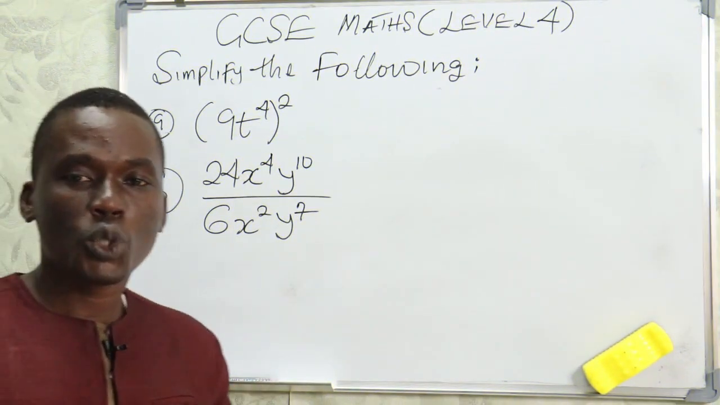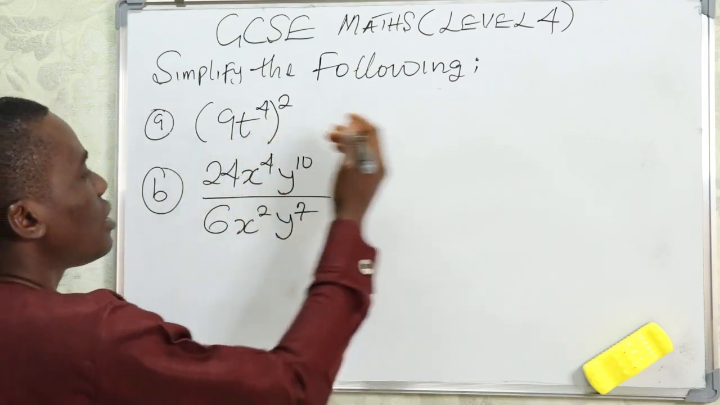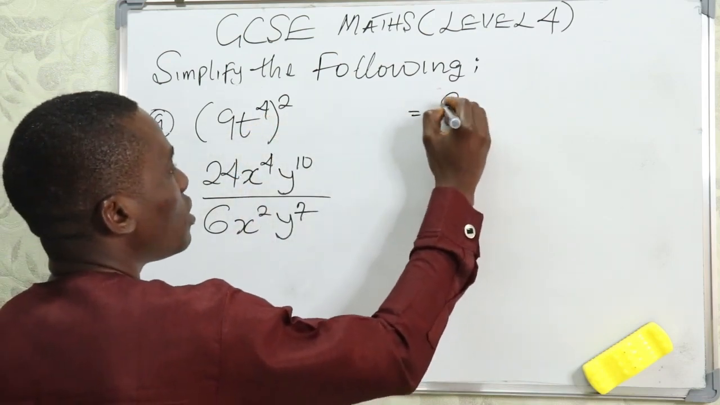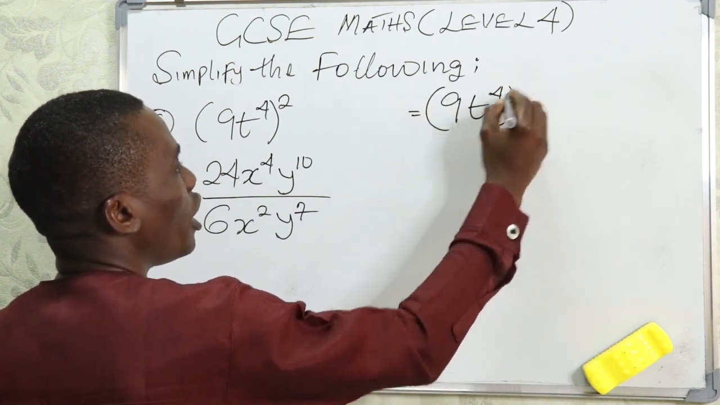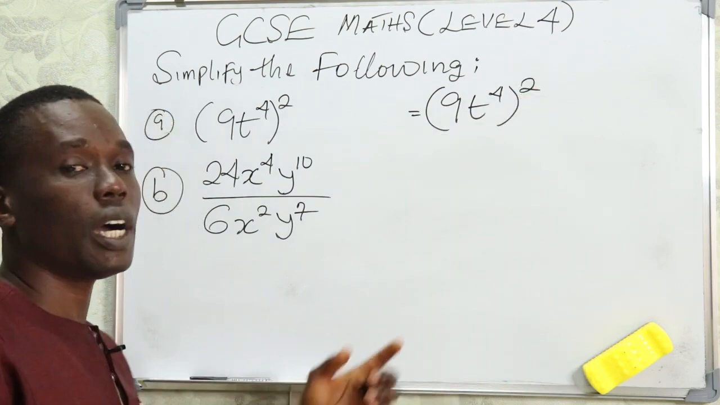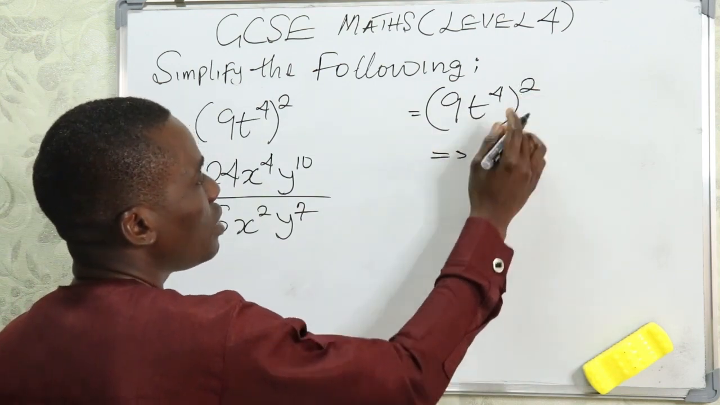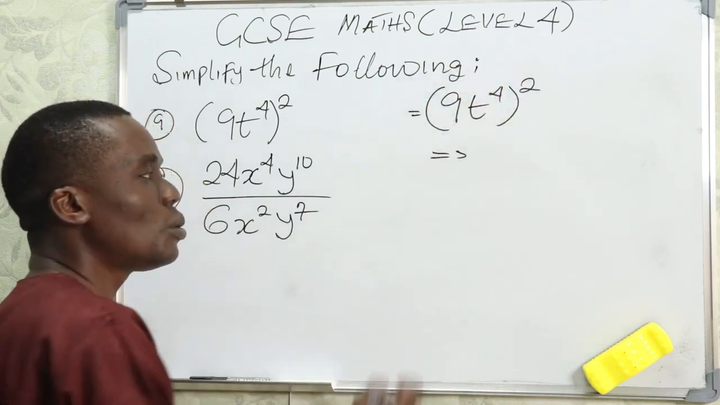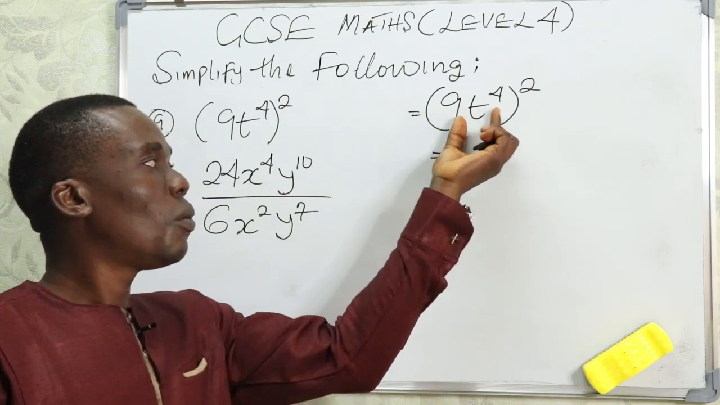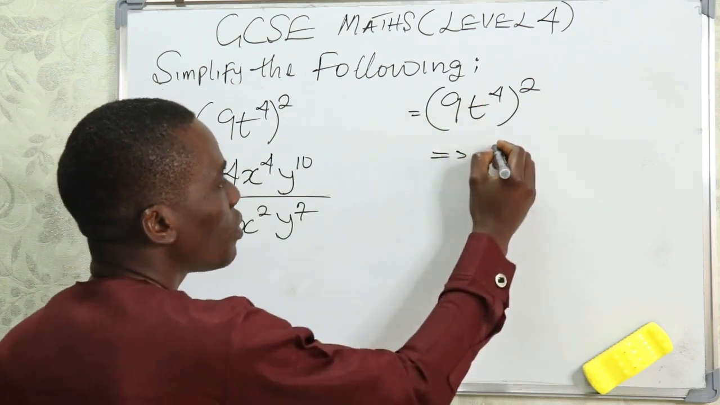Now let's get straight into this. The first question, you are given (9t)^4 all raised to power 2, and you are asked to simplify. Now remember, this is a bracket and this power is for the 9 and for the t, which is raised to power 4.